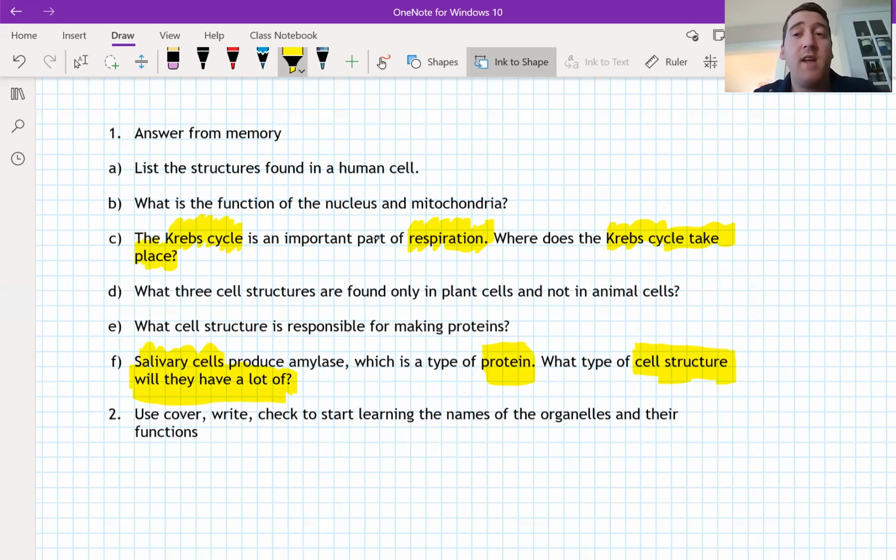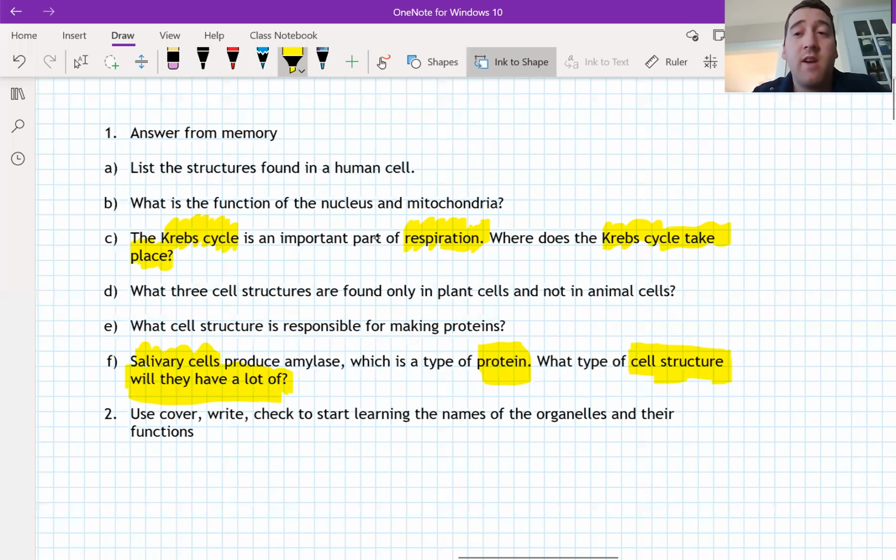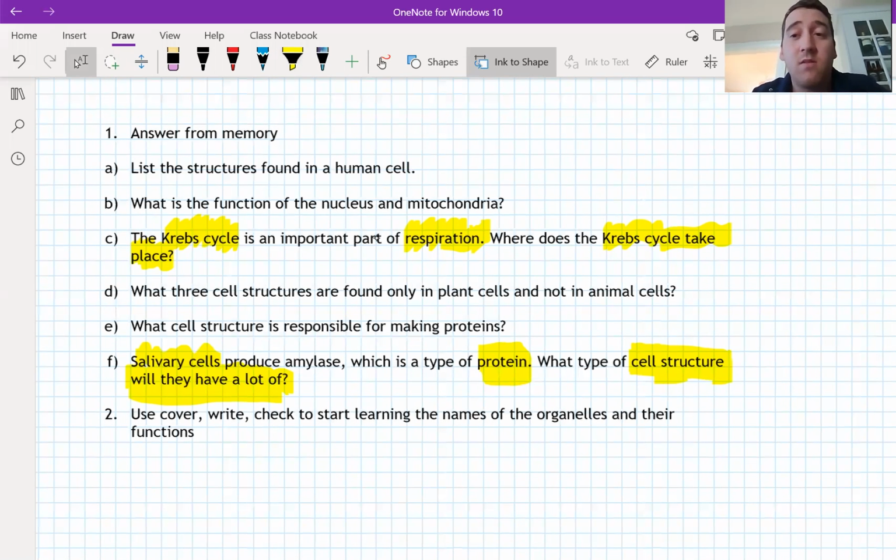Well done if you got this already. If not, there's a little hint for you. Write down the answer. Okay, so the answer here is, of course, the ribosomes, because the ribosomes make protein.